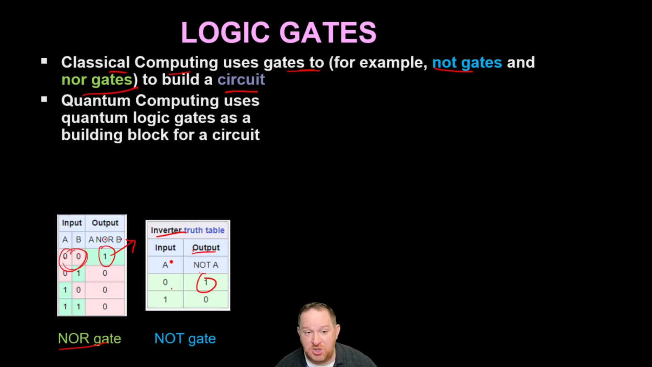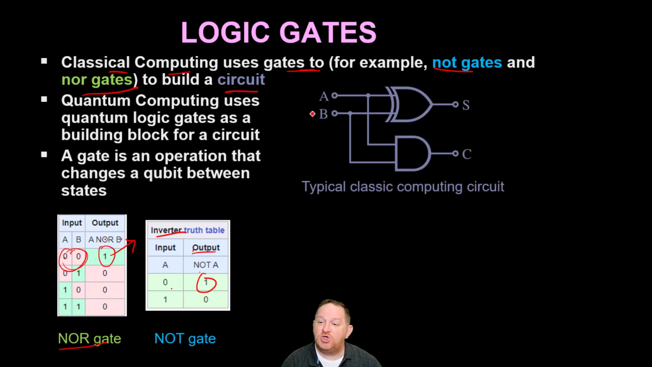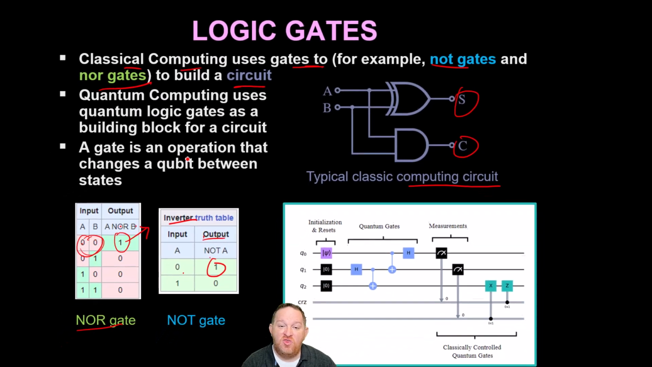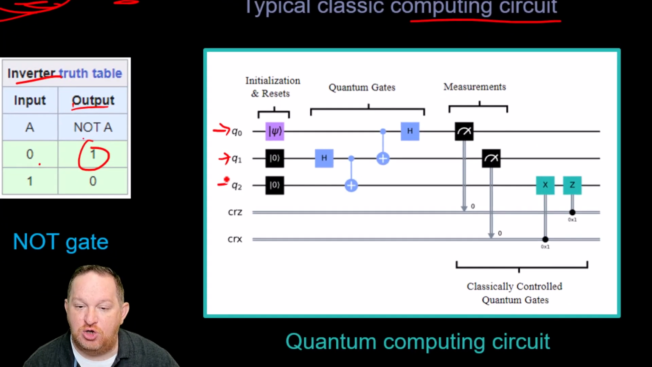Now, quantum computing uses quantum logic gates as a building block, right? So here's our typical little circuit that we might put on a semiconductor like some silicon, right? A, B, and then we get some outputs here. Now, in quantum, these operations change the qubit between states. So what a gate actually does in quantum computing is change the qubit states. So here we have 3 different qubits that we're looking at.